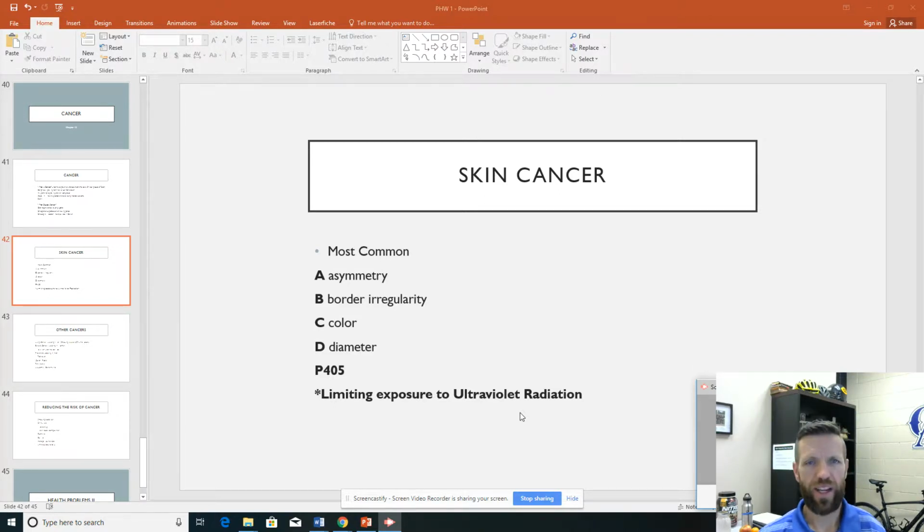Meaning, does one side look like the other? It should have a very unique shape all the way through that is symmetrical. The B is for border irregularity, and that's kind of like asymmetry. But is there a thickness or a thinness to one side versus the other? Your color of that mark may have a lot to do with it, and so you look in your book and understand what those colors mean. Diameter, does that diameter change? And is it growing? Page 405 has all of these things.